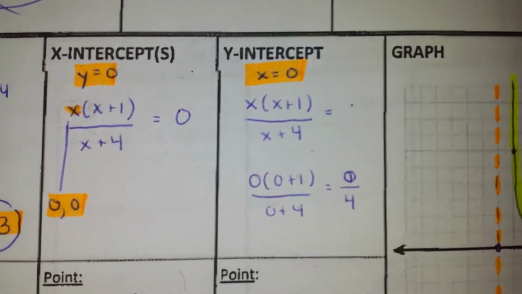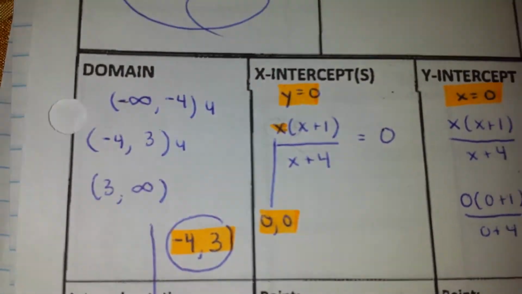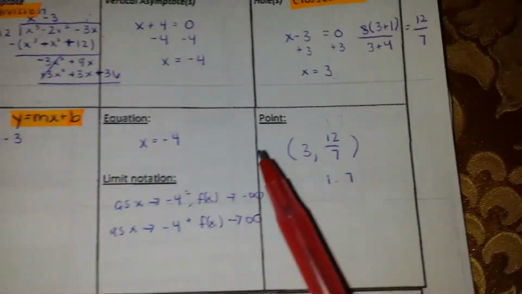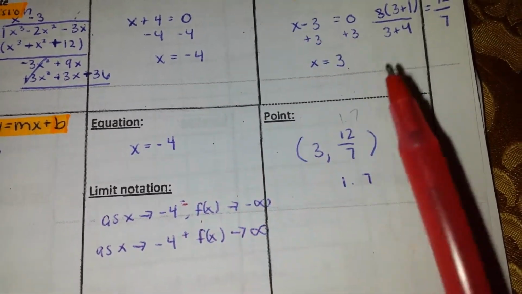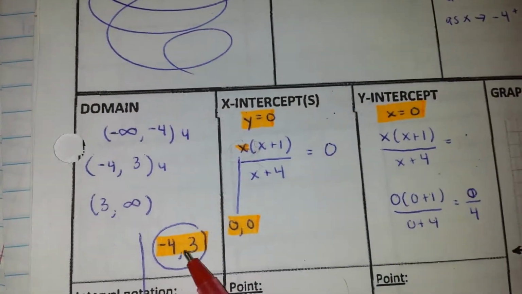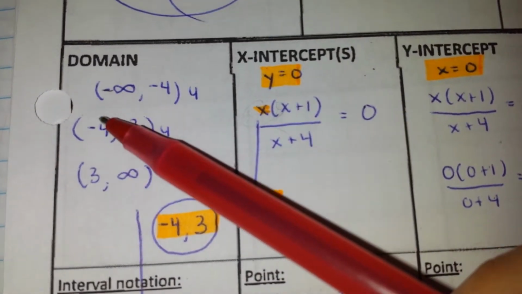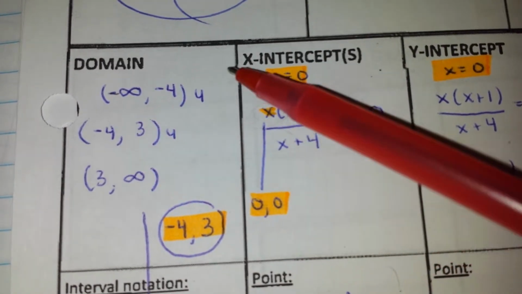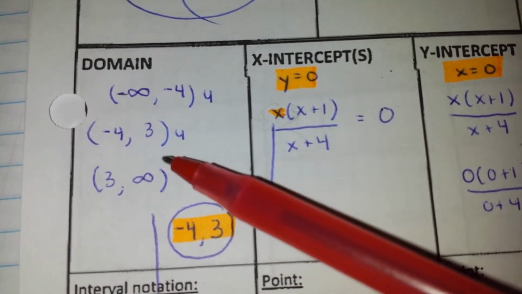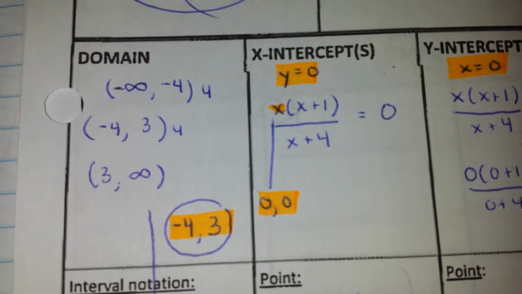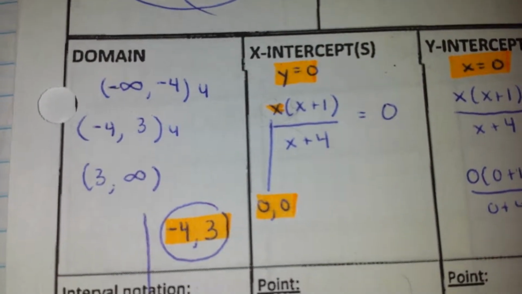And now we're going to move on to our domain. We get our domain from our two x values, which are negative 4 and 3. These are the two numbers that we're going to work with. So it should be negative infinity to negative 4, union negative 4 to 3, union 3 to infinity.